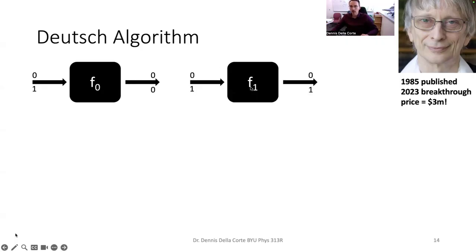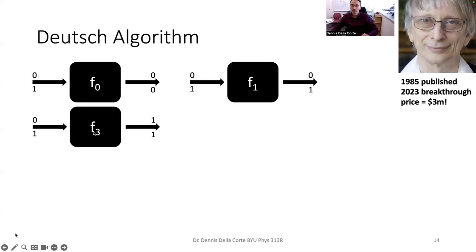The second function is f1. That one takes the input 0 and 1 and spits out 0 and 1. It's also a very boring function. It takes a 0 and gives you a 0. It takes in a 1 and gives you a 1. It's an identity operation. It doesn't do anything.